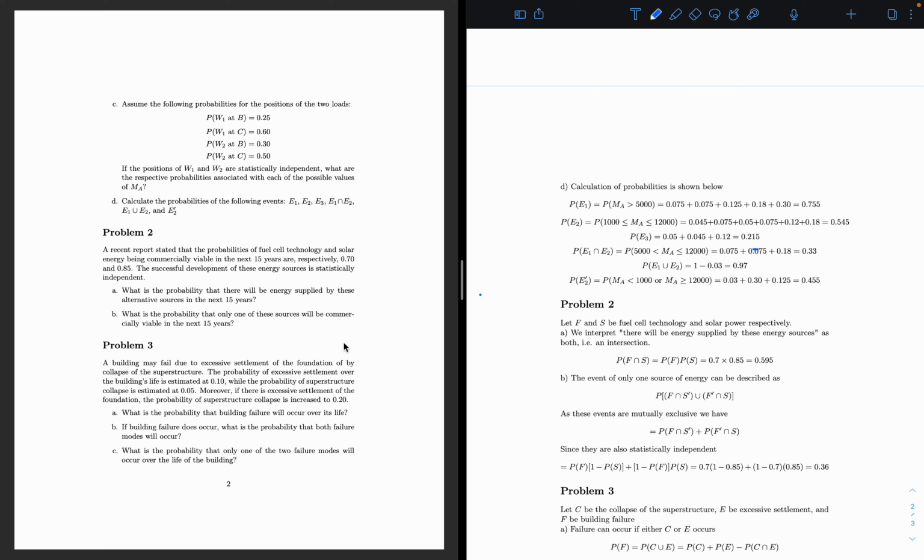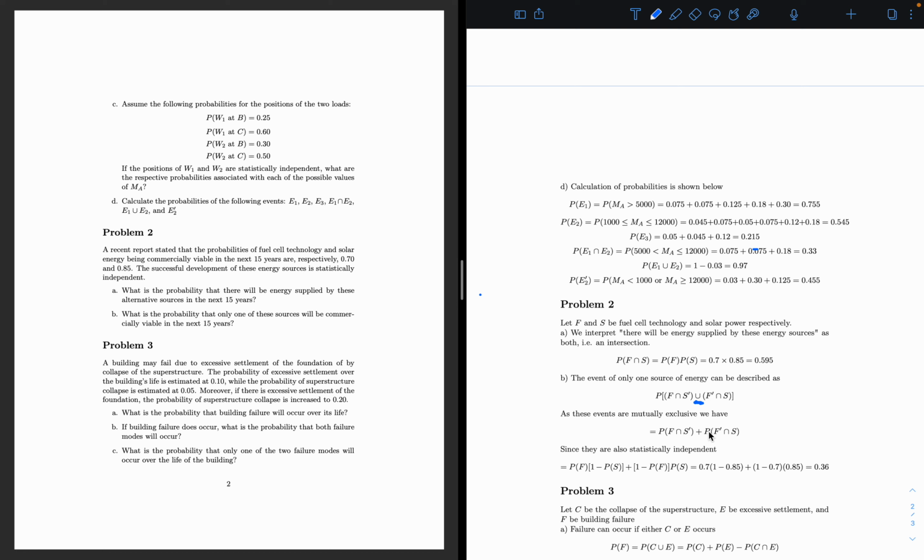Now the second question is, what is the probability that only one of these sources will be commercially viable? In that case, we do have a union of 2 events. The first one is fuel cells and not solar energy, and the other one is solar energy but not fuel cells. Again, these events are mutually exclusive. They can never happen at the same time, which means that their union here actually becomes the sum of the 2 probabilities.